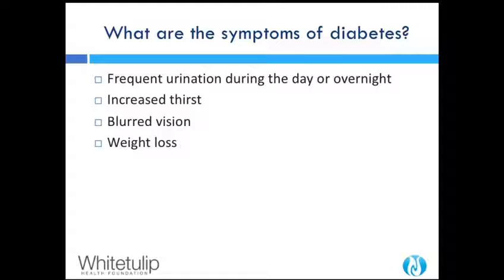The typical symptoms for diabetes are frequent urination during the day or overnight, increased thirst, blurred vision, and weight loss.